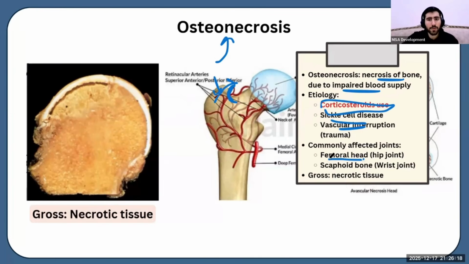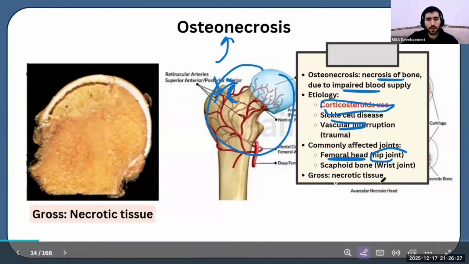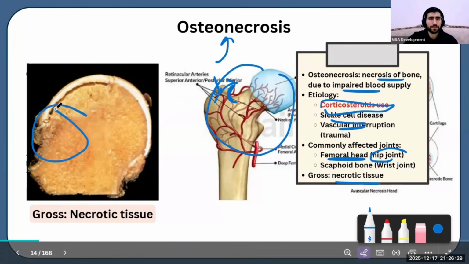It commonly affects the femoral head, which is the hip joint, like in this picture, and the scaphoid bone. Scaphoid bone also has low blood supply. Grossly, we will have necrotic tissue.